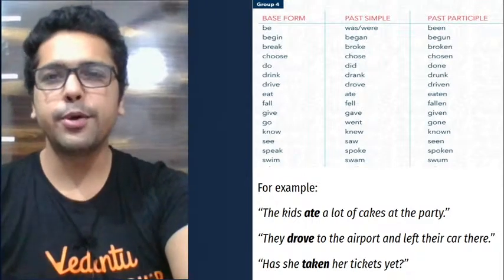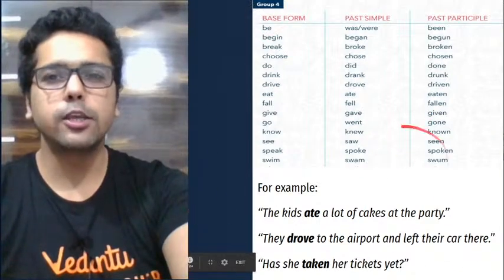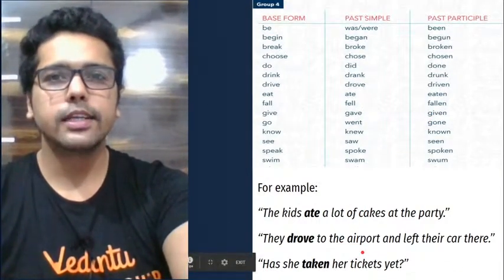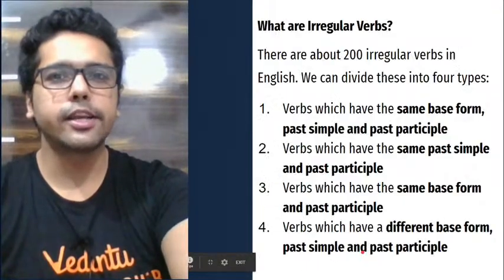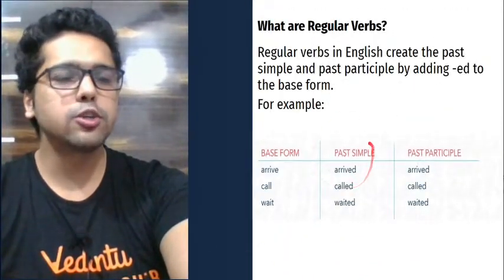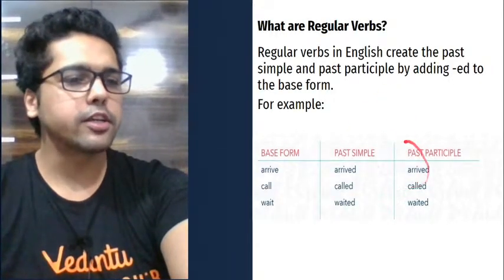Hey, thank you so much, Babita. I hope you're clear now with the regular and irregular verbs. So take a screenshot of this as well. Okay. First of all, take a screenshot of this. Let's go with this. Take a screenshot of this. Regular verbs. What are regular verbs? This is the first screenshot.